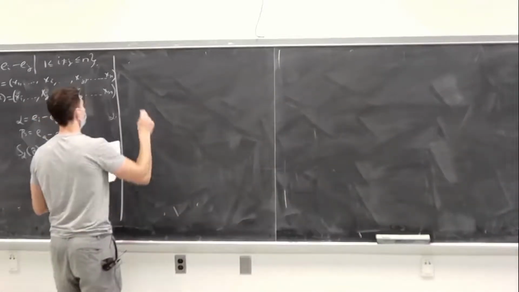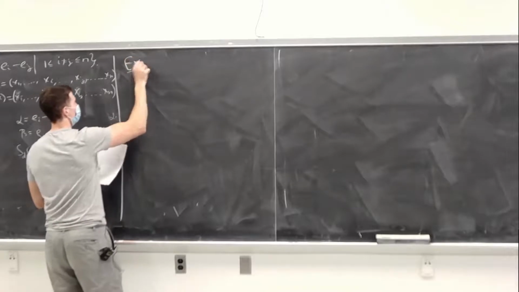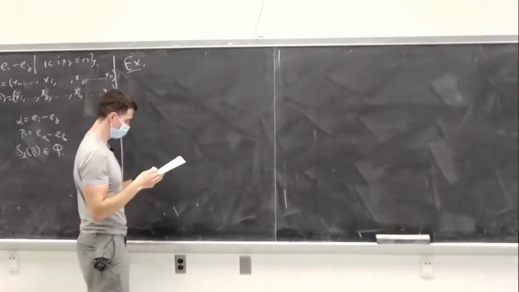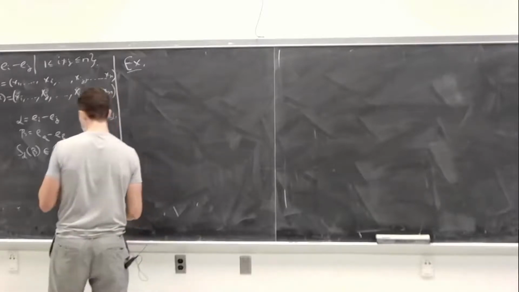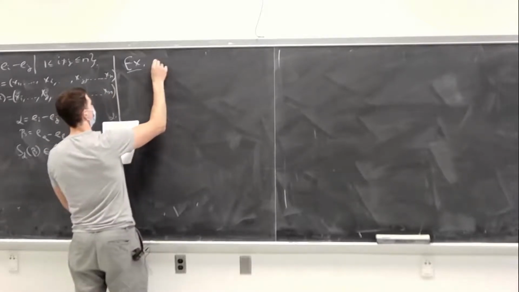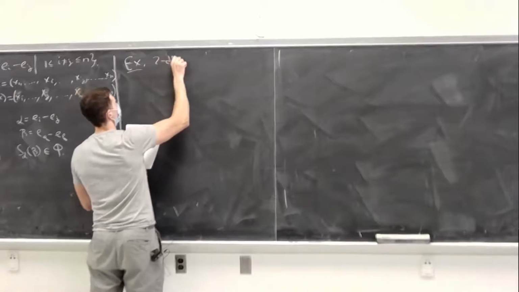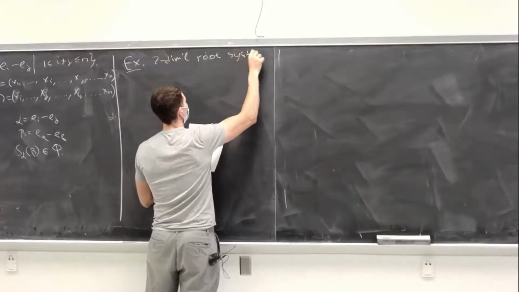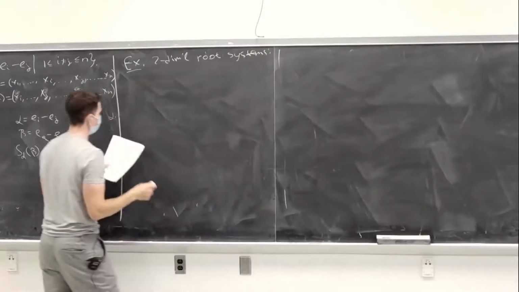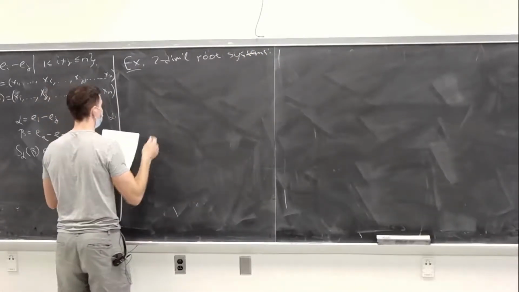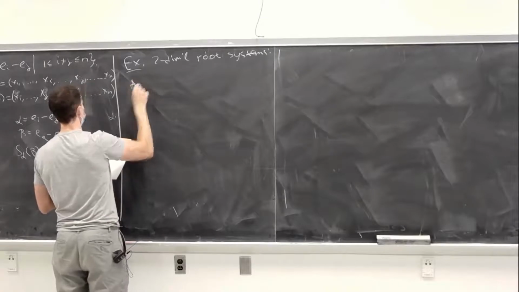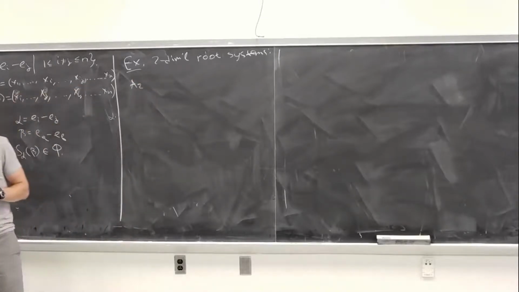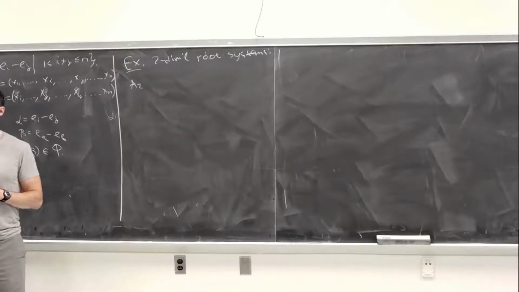So, the nice examples to memorize are the two-dimensional root systems. Basically, there are only 3 kinds. The first one is type A2, which I already showed you here. So what is the root system of type A2? How does it look?